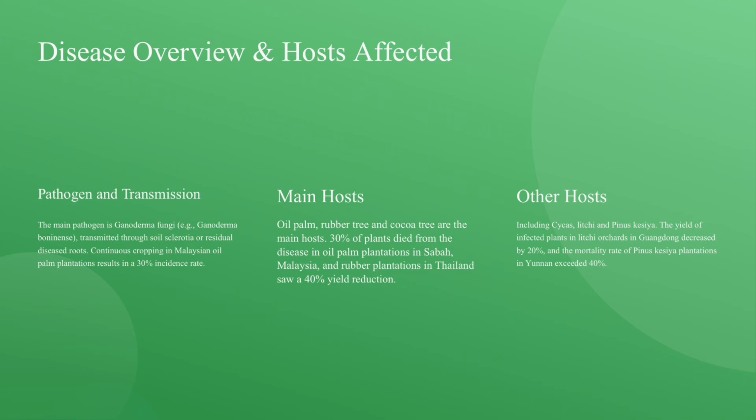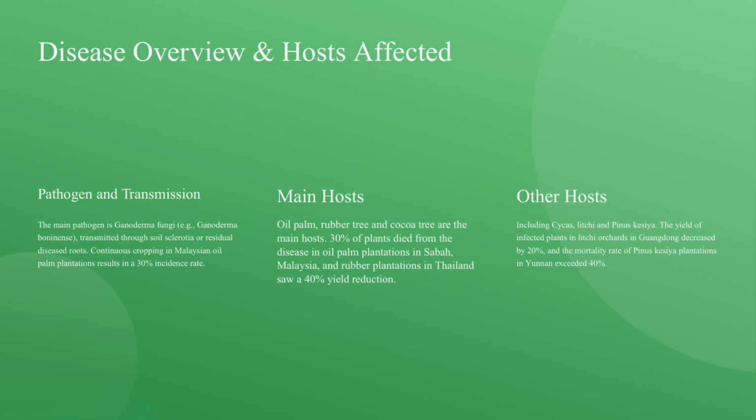Slide 1. Hosts affected. The main host plants are oil palm, rubber tree, and cocoa tree. For example, in Sabah, about 30% of oil palms have died because of this disease. Rubber plantations in Thailand also suffered serious yield losses. Some other plants, like lychee and pine, can also be infected.